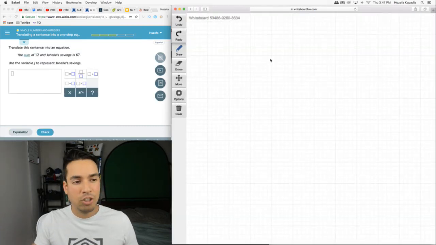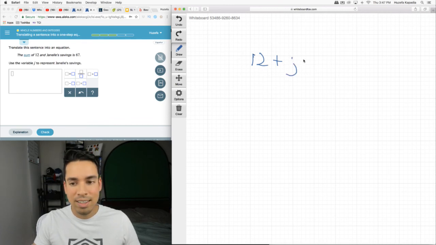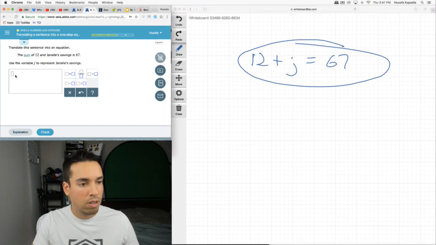Sum is addition. So we know we've got the sum of 12 and Janelle's savings is, which is equal 67. Now they're not asking us to calculate J, but we very easily could once we have this equation set up.